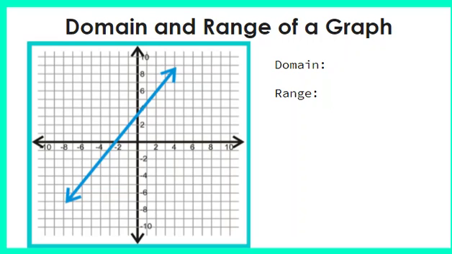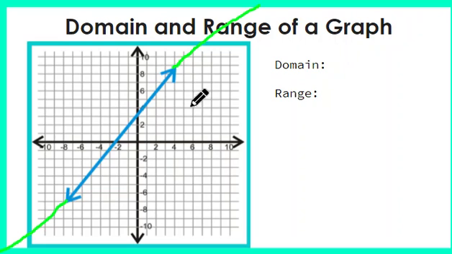All right, let's look at one last graph in domain and range. So what do I notice about this line? I see that it has an arrow down here. So that means this line is going to keep going on forever and ever this way, right? And I see an arrow up here. So that means it's going to keep going on forever and ever this way.